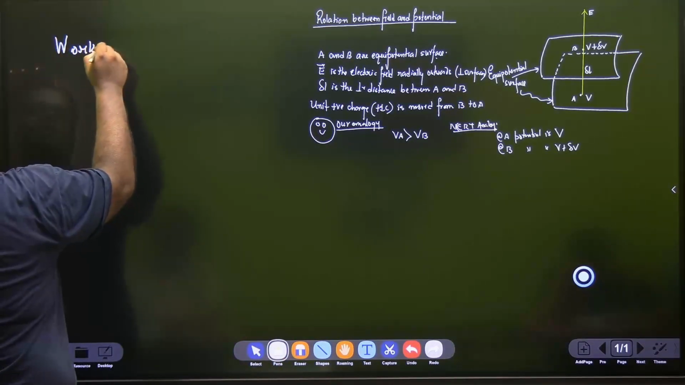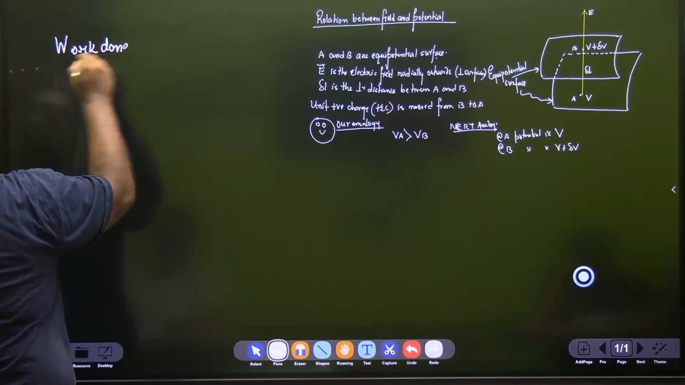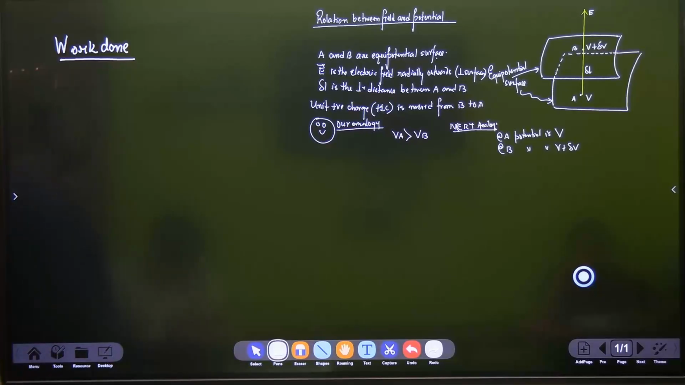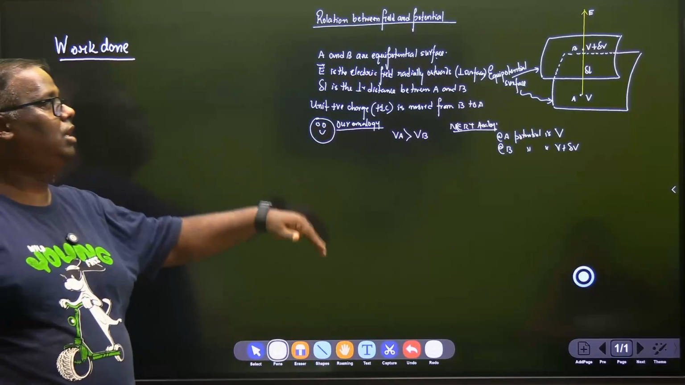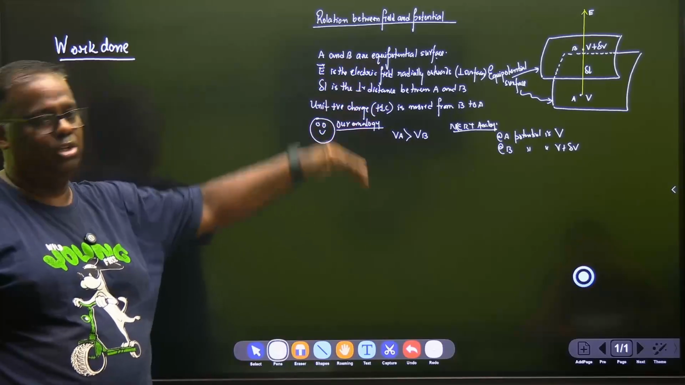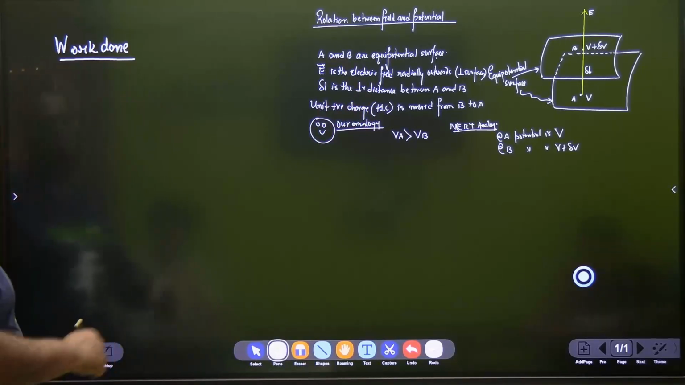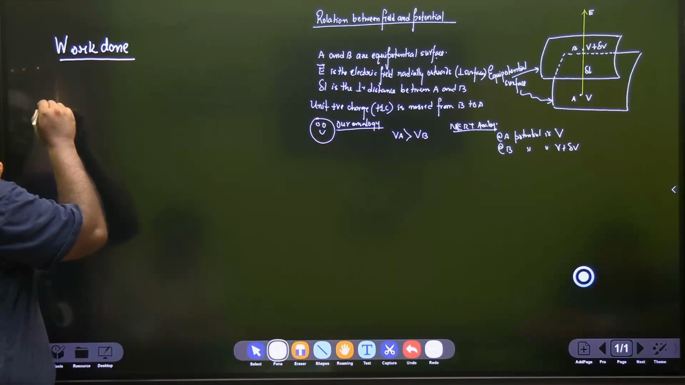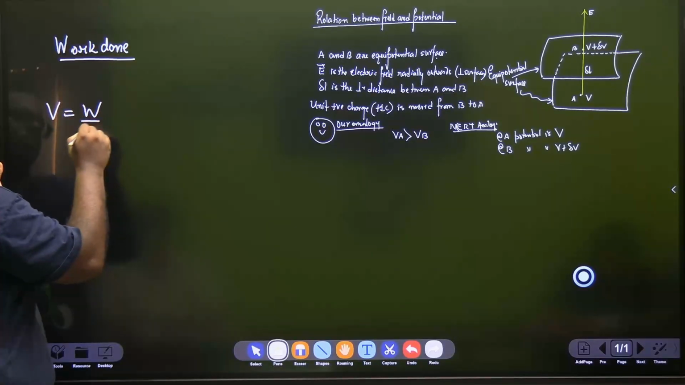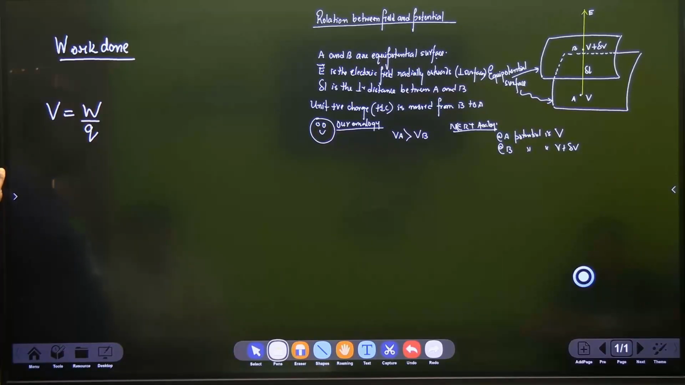Work done. What is the work done? Work done in moving what? Work done in moving that charge, unit positive charge, from this point to this point. Let's go to our basic. What did you understand about voltage? Voltage is equal to work done divided by charge. Correct? Work done divided by charge.